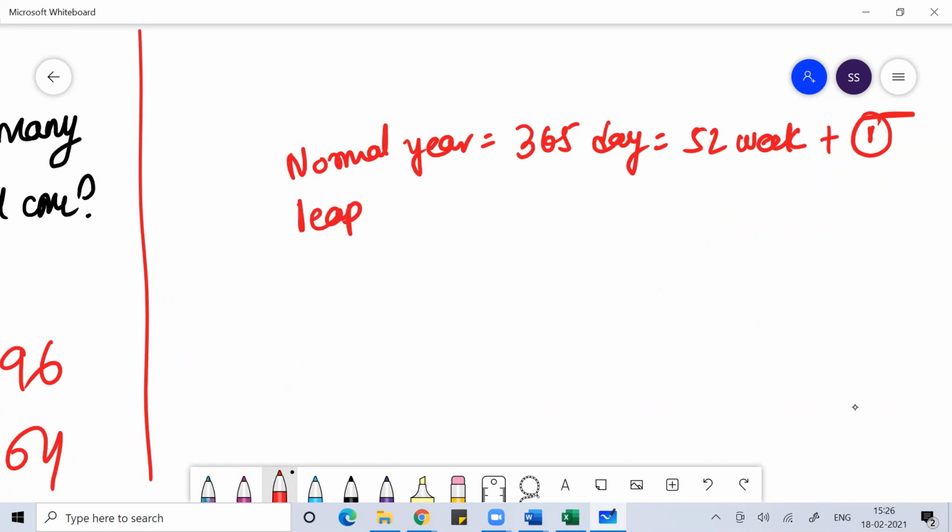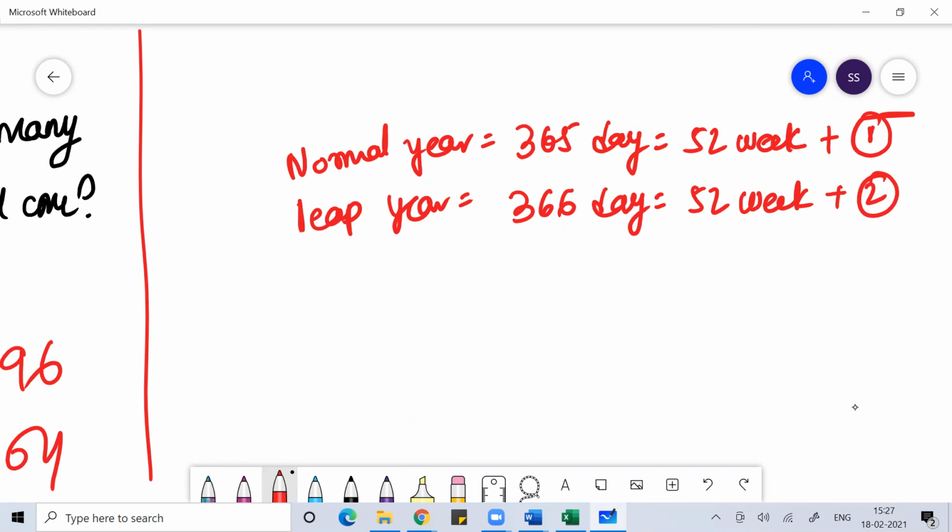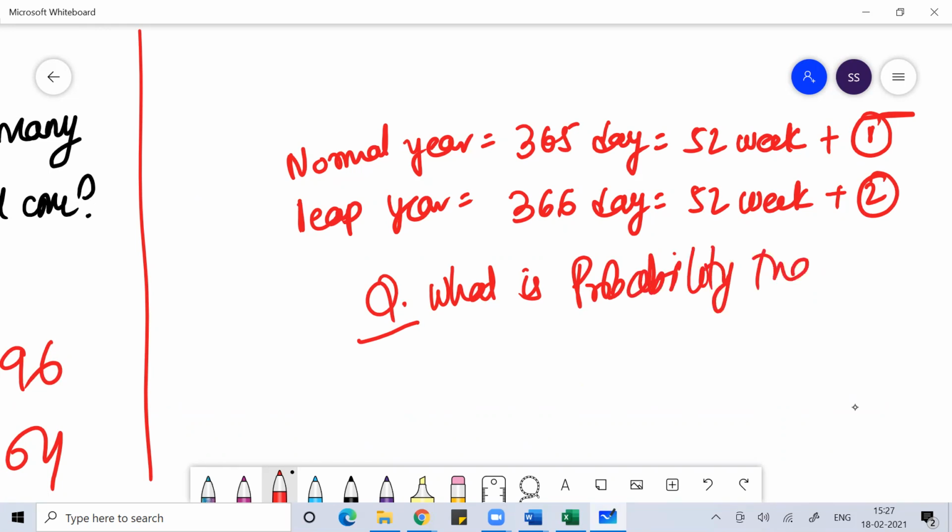When you talk about a leap year, it means 366 days, which means 52 weeks plus 2 days extra. So you have to remember this. In a normal year, your birthday will get postponed by 1 day. In a leap year, your birthday will get postponed by 2 days. So this question comes in probability: what is the probability that a normal year has 53 Sundays?